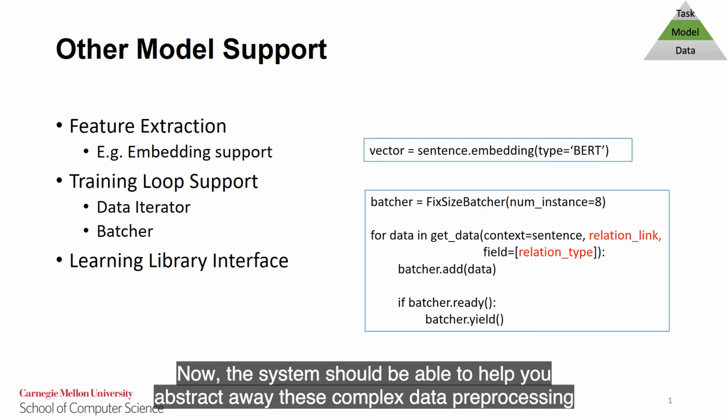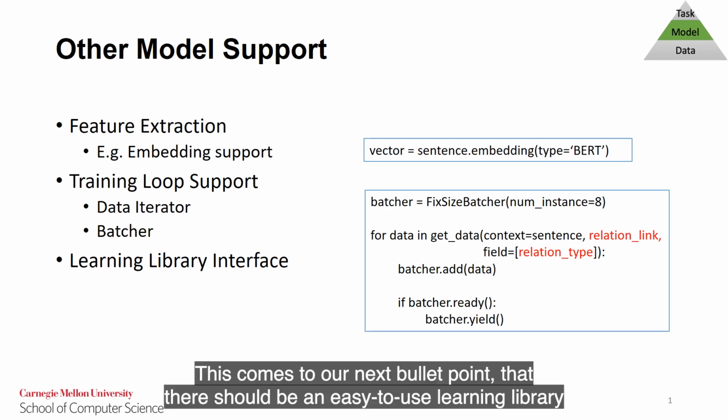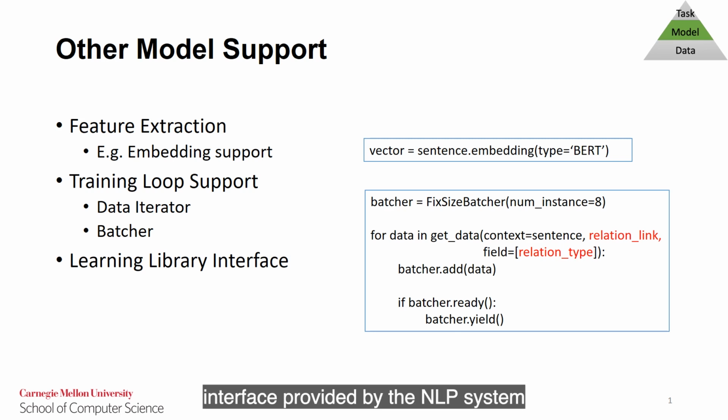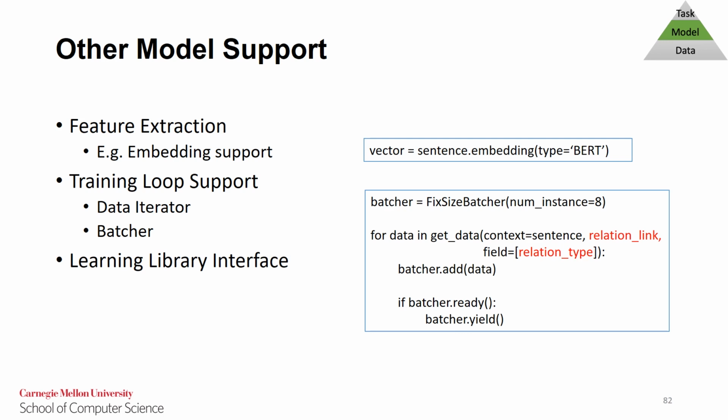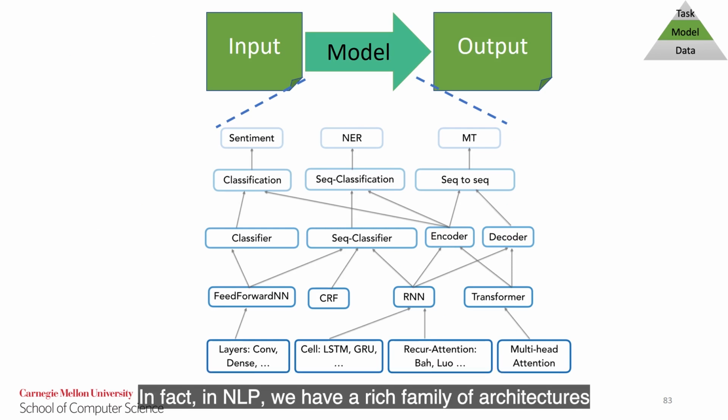Now the system should be able to help you abstract away these complex data preprocessing and then interfacing with the underlying learning framework. This comes to our next bullet point, that there should be an easy-to-use learning library interface provided by the NLP system. In this section, we haven't covered the model details, such as architecture choices. In fact, in NLP, we have a rich family of architectures. We will cover some of them in the second part of this tutorial.